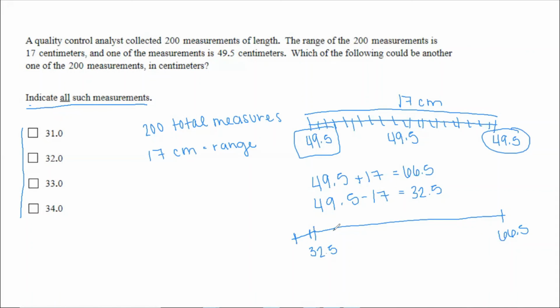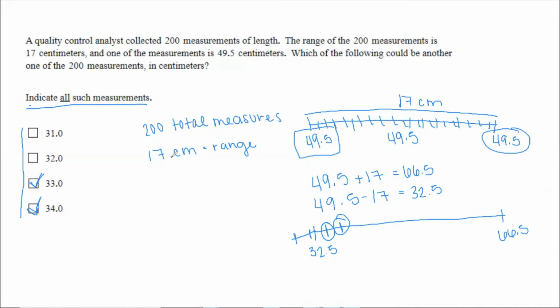We have 33, which would fall within. So we're good to go on that one. I'm going to go ahead and check it as I go. No reason to wait until the end. Might make a mistake. And then we have 34, which would come right up here as well within the range. And we're going to check that one as well.